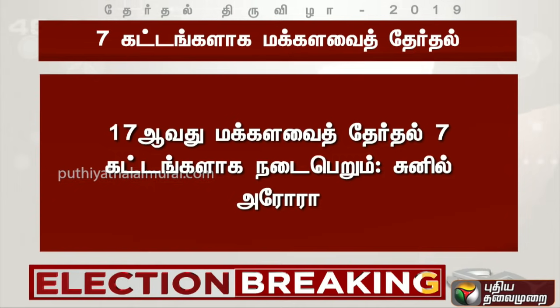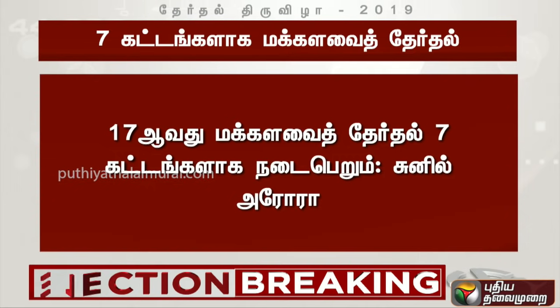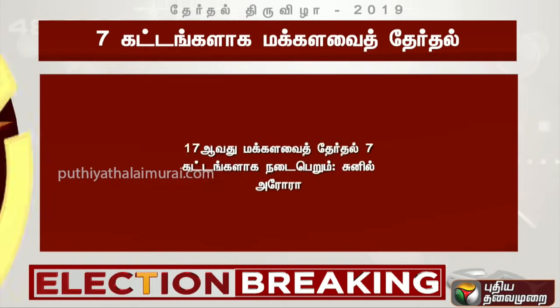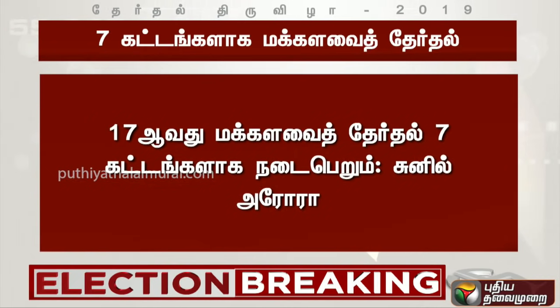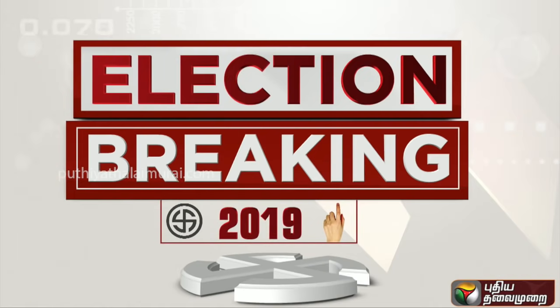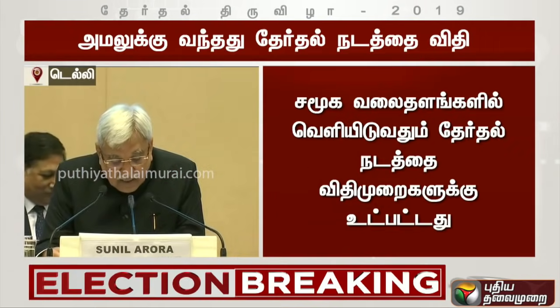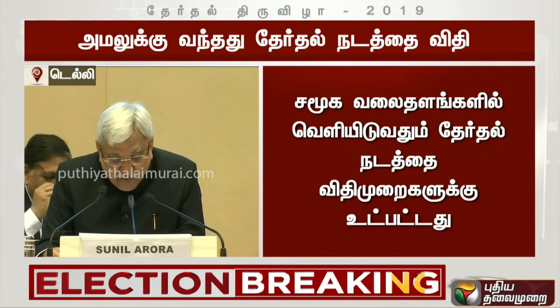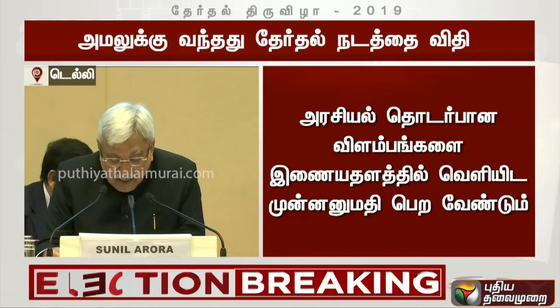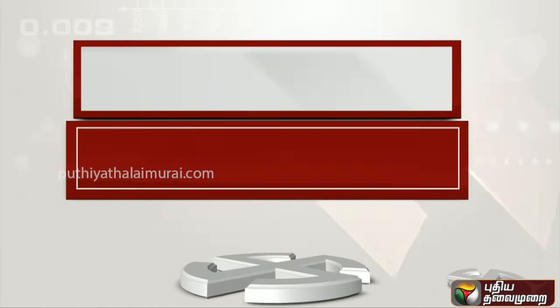Phase 2. Date of issue of Gazette notification 19th March. Last day of nomination 26th March. Date for scrutiny of nomination 27th March. Last date of withdrawal 29th March. Date of poll 18th April. Date of counting, same, 23rd May.